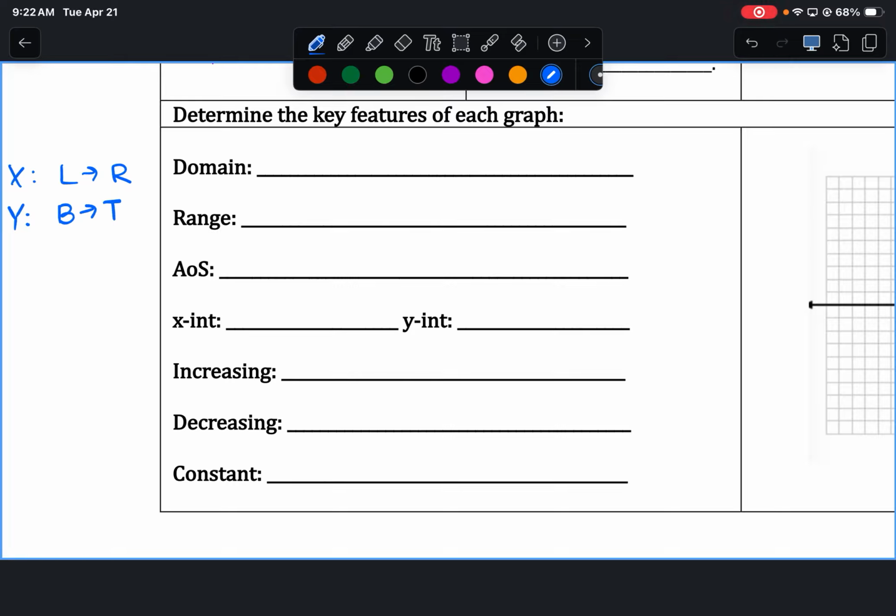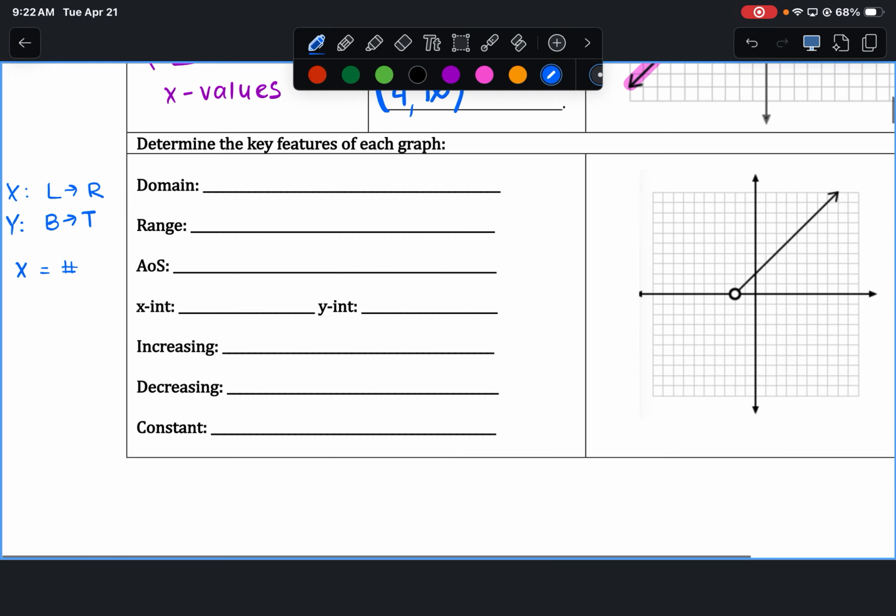Axis of symmetry. If we have an axis of symmetry, we will write it as x equals wherever it's symmetric, whatever that number is. Okay? But for axis of symmetry, for like this graph here, is that graph symmetric? No. So do we have an axis of symmetry? No. So the answer to that here would just be none. There isn't one. NA. Okay?